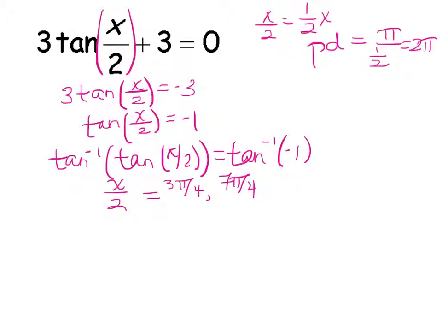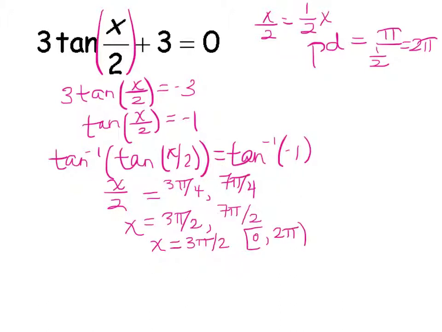However, when I now multiply these by 2 because I have to solve for x, I find that x is 3 pi over 2. And I can also find this at 7 pi over 2. Now be careful with this because 7 pi over 2 does not fit in our domain of 0 to 2 pi. So if I'm wanting to go only from 0 to 2 pi, then the only solution I can use is that where x is 3 pi over 2.